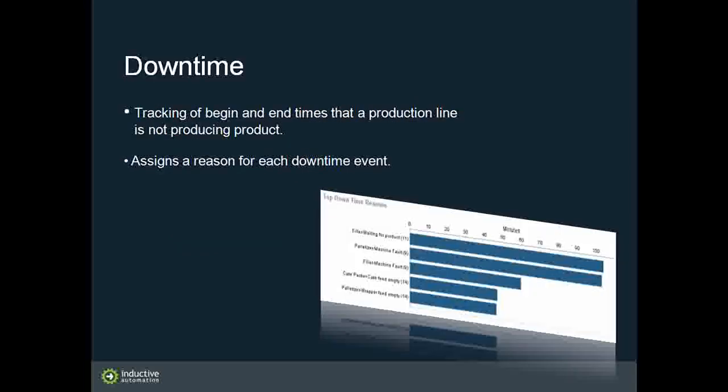So downtime tracking is the begin and end time that a production line is not producing a product. From the beginning of not producing to the ending of not producing is your downtime, and you have to assign a reason for each downtime event.